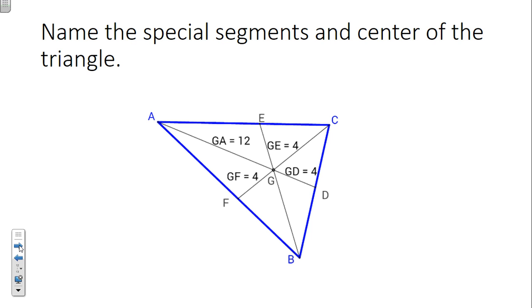So, when we look at this one, we don't see any right angles. We don't see any angle bisectors. We don't see any tick marks. So we have to look at the numbers and decide what's going on.